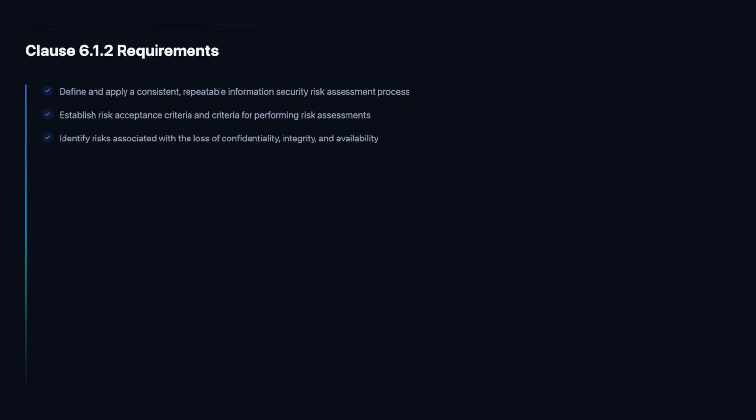Clause 6.1.2 explicitly frames risk in terms of the CIA triad, identifying risks associated with the loss of confidentiality, integrity, and availability of information. This framing ensures the risk assessment is comprehensive, covering not just threats to data secrecy, but also threats to data accuracy and system availability. For each information asset within the ISMS scope, the assessment must consider all 3 CIA dimensions and identify the specific scenarios in which each could be compromised.